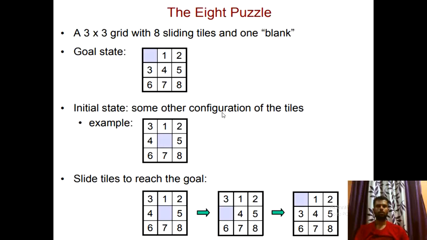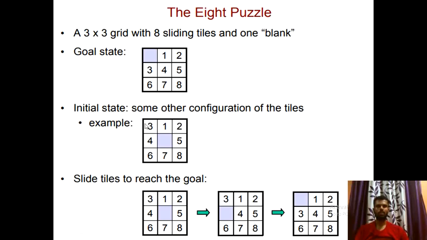Okay, so let's take the example of the 8 puzzle problem. In the 8 puzzle problem, a 3 by 3 grid is given with 8 sliding tiles and 1 blank. You are all well familiar with the 8 puzzle problem as given here. So in the 8 puzzle problem, what are the possible moves? You can move upward, you can move downward, you can move either to the right side, or you can move to the left side. So these are the 4 possible moves of this particular problem.